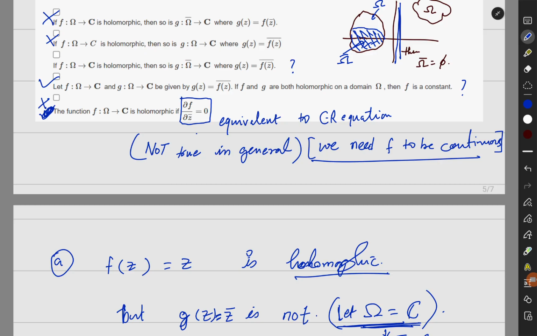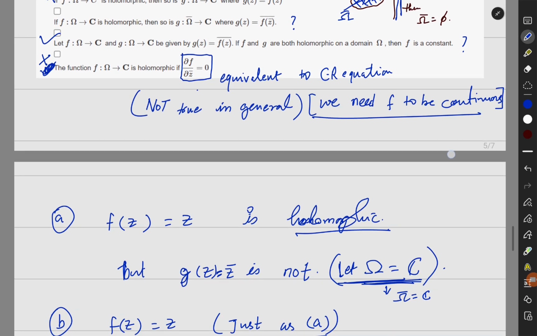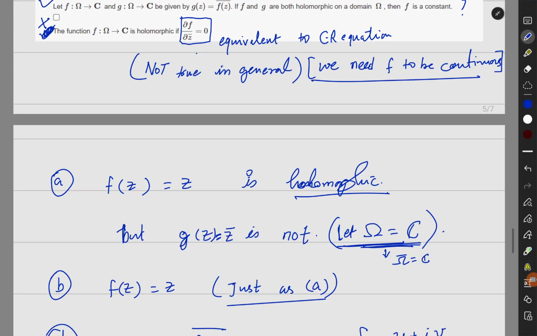Okay. Right. Now we are remaining with the third and fourth options. Let's see the fourth option first, then we will go to the third option. What is the fourth option telling us? Omega to C, f is a function. G is also omega to C, a function. G is defined in terms of f, f of z whole bar. If f and g both are holomorphic on omega, then f is constant. Means when f and f bar both are holomorphic, then f is a constant function.